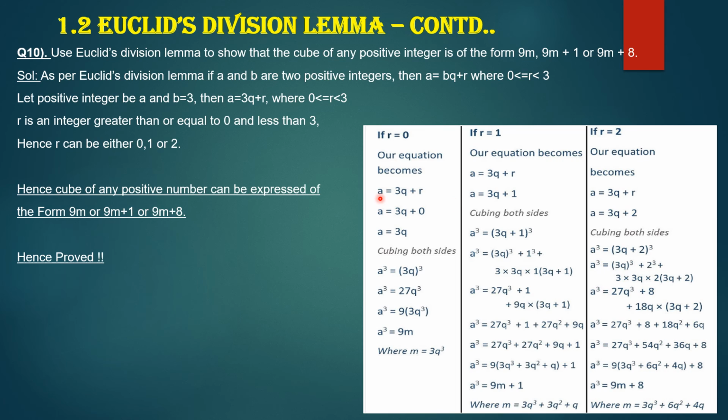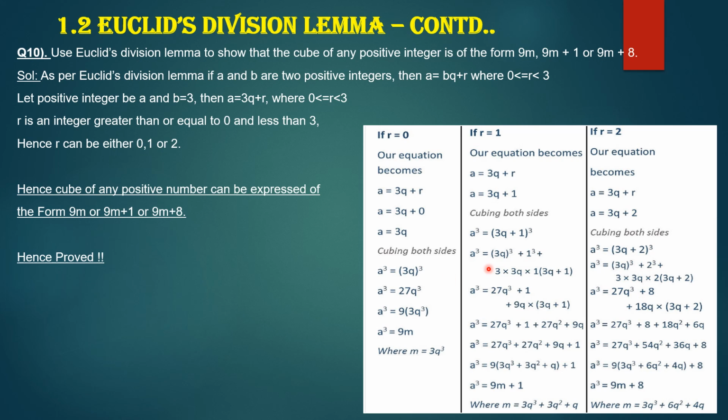Similarly, as per the last slide, we can write the equation as a equal to 3q plus r, where r equal to 0, so it becomes a equal to 3q. Here a equal to 3q plus 1, and in the third case a equal to 3q plus 2. Now we have to apply cube. We will be cubing both the right hand side and the left hand side of all three values that we have. This will become 27q cube.